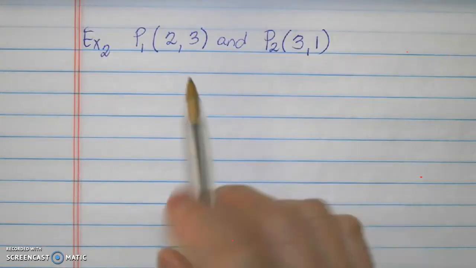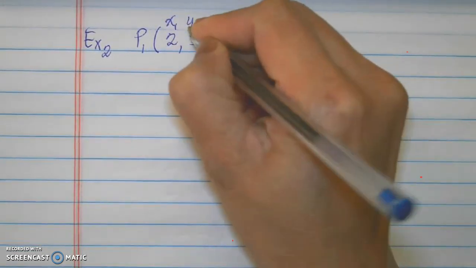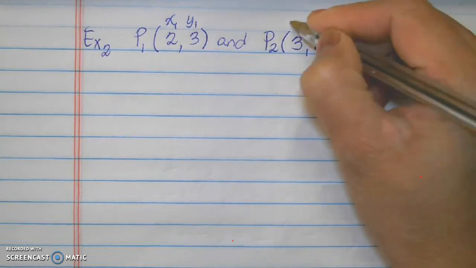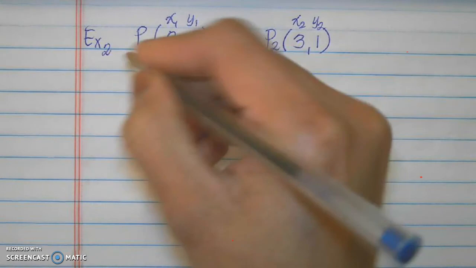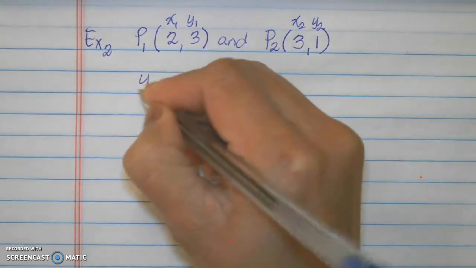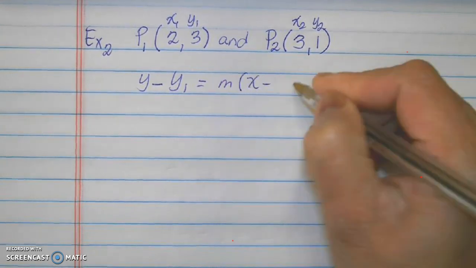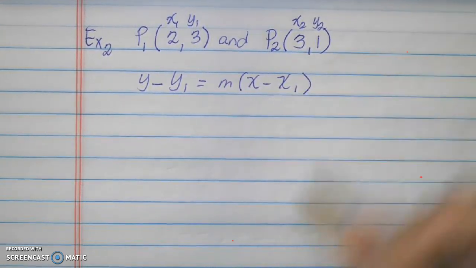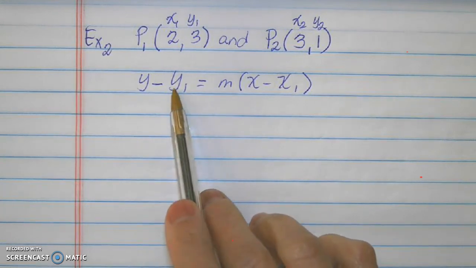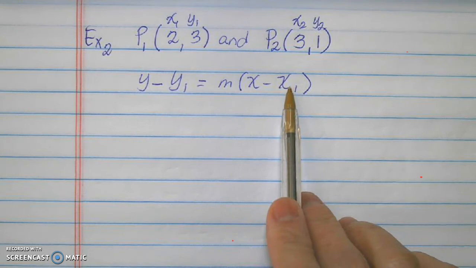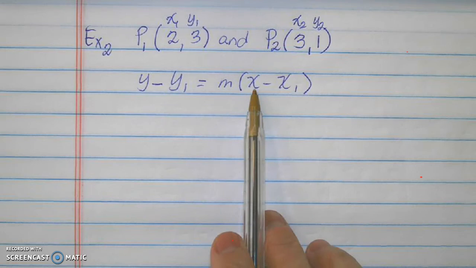Example 2 is point (2, 3), so that's x1, y1. This is point (3, 1), so that's x2, y2. And again, point-slope form has a formula of y minus y1 equals m times x minus x1, where these are the coordinates of your point. Any of those two will do. This is fixed, and that's your slope.